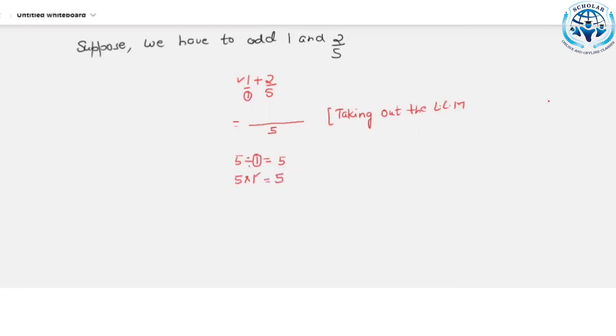This 1 is here in the denominator and this 1 is same. We will get 5 and this 5 will be multiplied by 1, that is the numerator. So we will write 5 in the first column. In the second one, now again this denominator will be divided with this LCM. 5 divided by 5 is 1. 1 is multiplied with the numerator. 1 twos are 2, and 2 will be written in the second column. 5 plus 2 upon 5, that means 7 by 5. Mixed fraction 1 2 by 5.